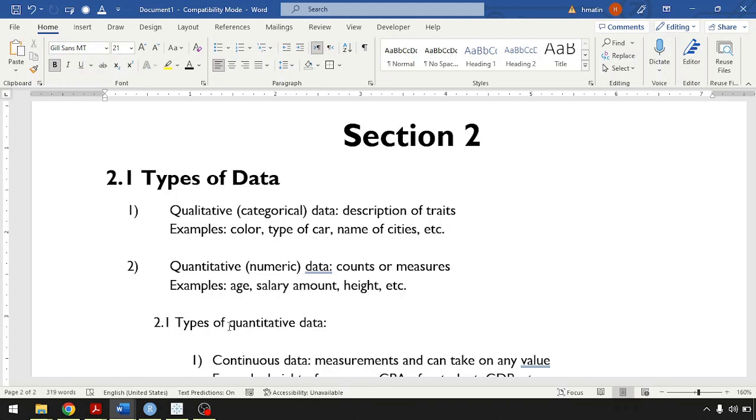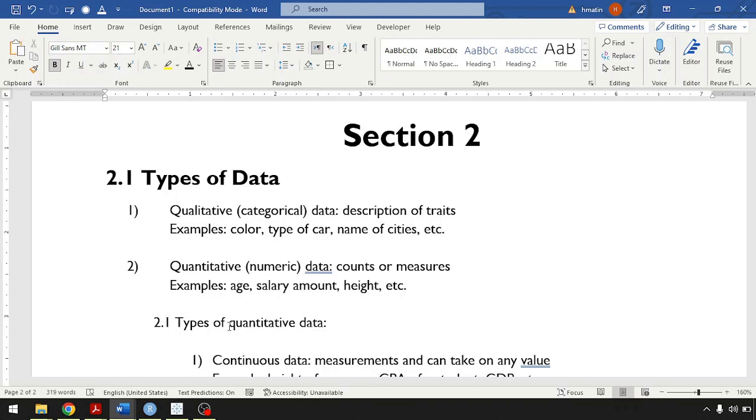The types of data are generally categorized into two types: qualitative and quantitative. The qualitative are basically descriptions of traits of an object. For example, color or type of car and names of cities. They don't have a quantitative nature. However, there may be times where qualitative data are made up of numbers. However, they are not purely numerical data.